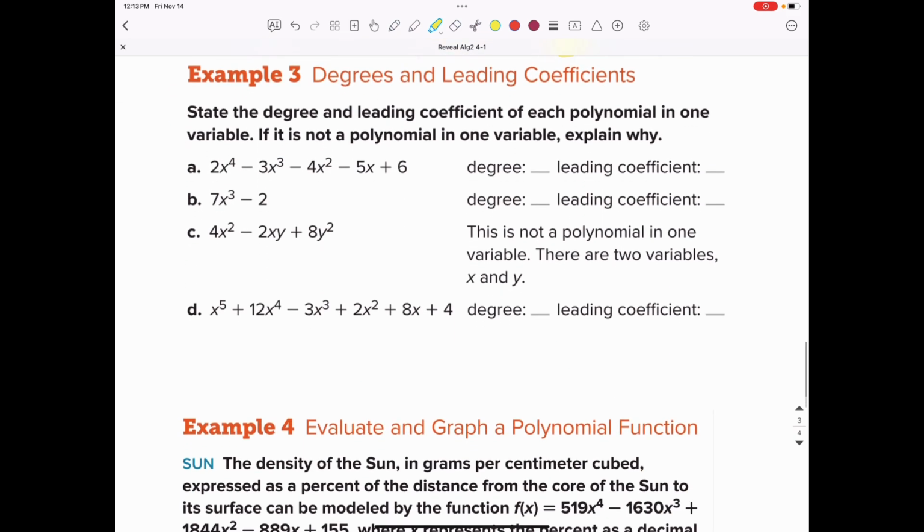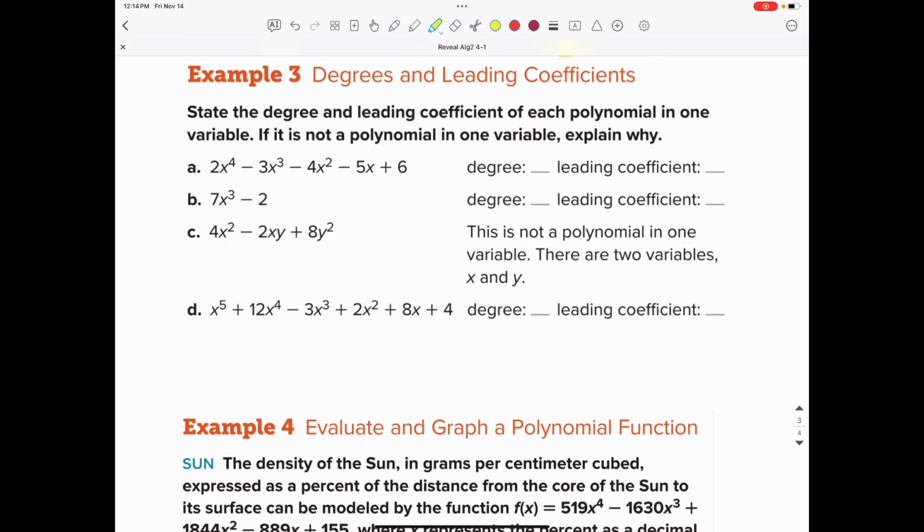So let's look at example 3. It says, state the degree and the leading coefficient of each polynomial in one variable. If it is not a polynomial in one variable, explain why. So the rules for a polynomial in one variable is that it should be all whole numbers for the exponents. There shouldn't be any fractions which have the variable in the denominator. You shouldn't see any square roots. It just should be in descending order of exponents, and it should be in one variable.